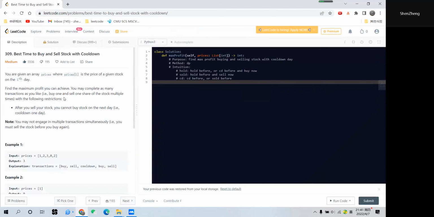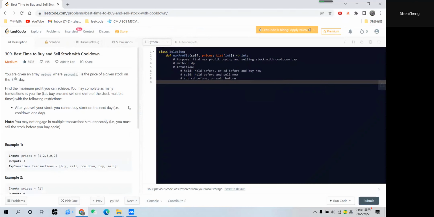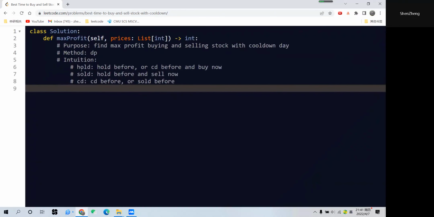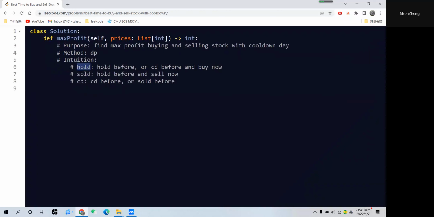Let's think about how to solve this problem. This problem is not very straightforward, but actually we can divide the problem into 3 stages. Well, the first stage is that we choose to hold the stock at hand. If we choose to hold the stock at hand, we can either have held the stock the day before, right? Or the day before was the cooldown day, and we are purchasing the stock right now. So these are the 2 scenarios for holding the stock.